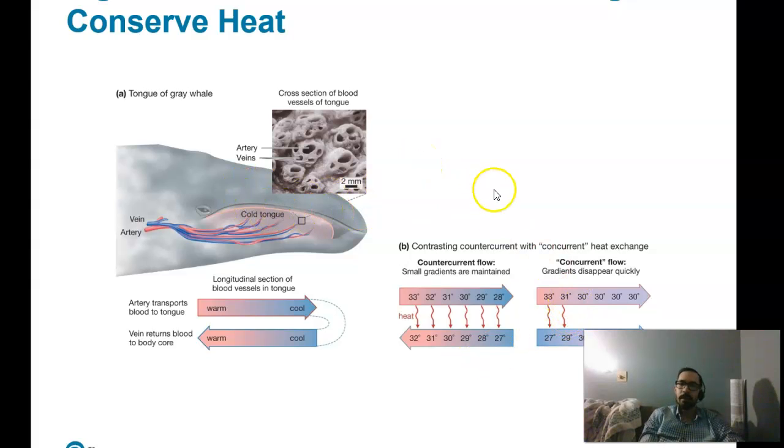So you can also see this, like I said, in other mammals at the extremities. Like you could see that in your hands. Birds also have this at their feet. So it's very common in warm-blooded animals.